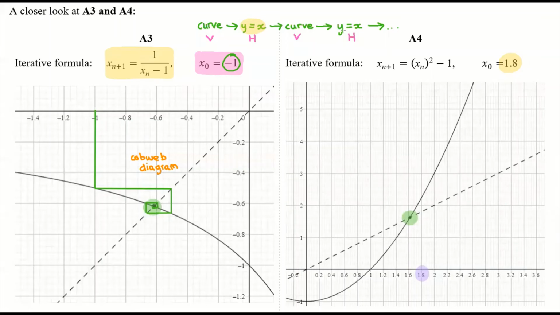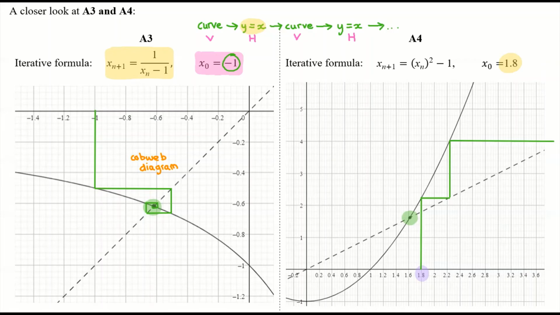Now let's try again. So I've got to go to the curve first of all. Right, okay, so I've gone to the curve. Now the instructions say I have to draw a horizontal line to the line y equals x. Now that's on the right-hand side, so I've got to go this way. Okay, that's going to generate my next input. Now I go vertically to the curve, so I've got to go straight up. Okay, now I go horizontally to the line y equals x, and I've gone off the screen essentially. So this doesn't seem to work.